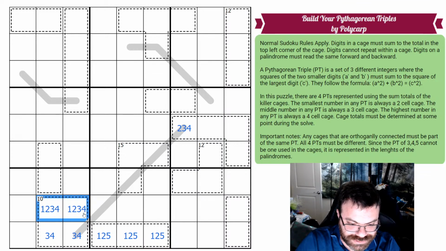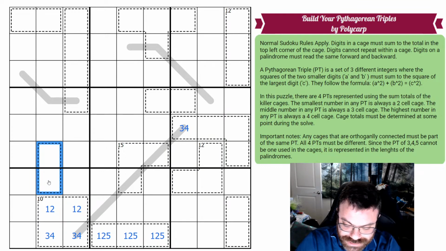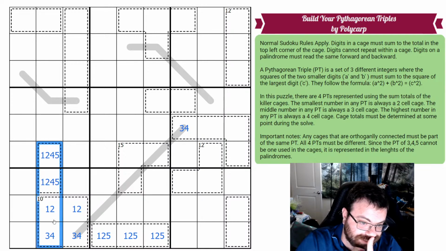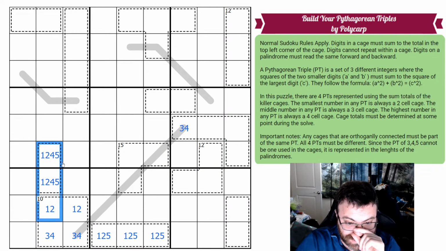So that helps here. And then here, this adds to 6. So I've almost got a lock set there, but not quite. Got a 1, 2 virtual pair in the column. So that might come in handy.